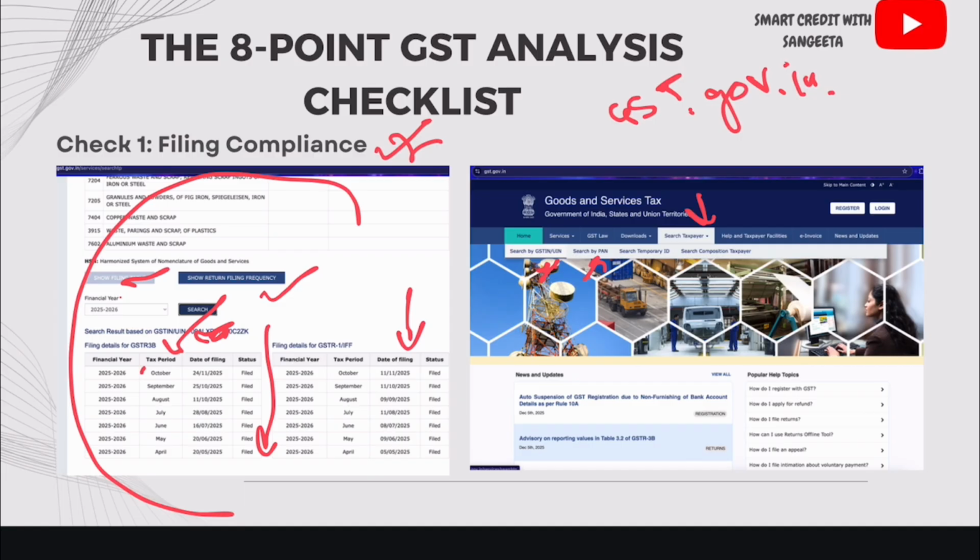So suppose in January 2025 it is filed on time, in February it is filed on time, but in March it is filed late. Instead of the 20th, they filed the return on the 25th. In April they filed even later, on the 28th, and in May they have not filed yet. So this shows that their cash flow is tightening. They are delaying the filing because they cannot pay the tax. So you need to have a look and cautiously check, right?